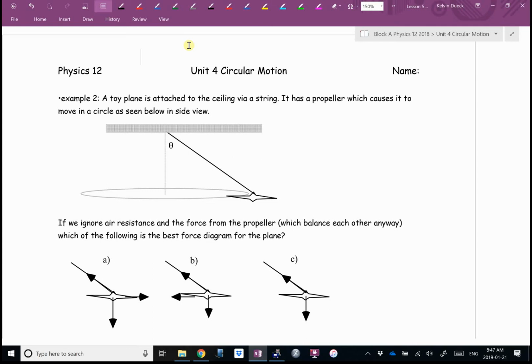So a toy plane is attached to the ceiling using a string. It has a propeller which causes it to move in a circle. And this is the side view. If we ignore air resistance and the force from the propeller, which balance each other anyways, what's the best free body diagram for the plane? A, B, or C?